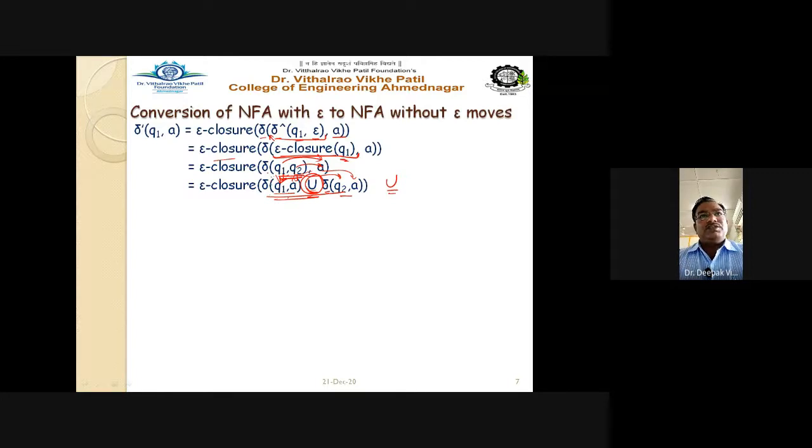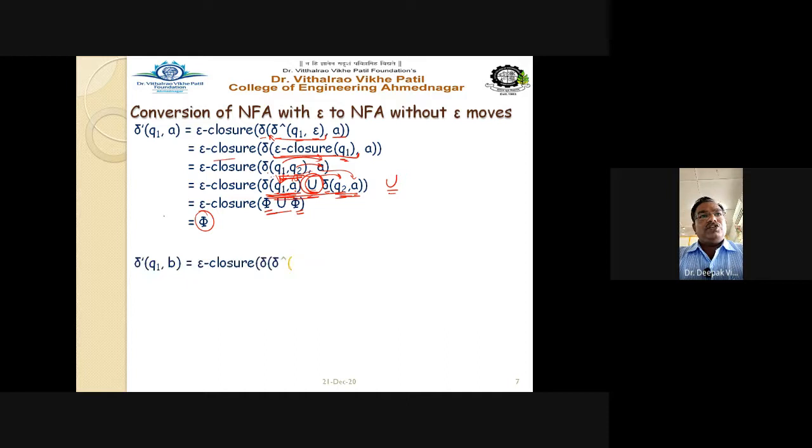So again, this is simple: delta Q1 on A. What is the transition of delta Q1 on A and delta Q2 on A, that we have to write here. Both are phi. From state Q1 on input A there is no transition, that's why it is written as phi. There is also no transition on Q2 on A, that's why it is written as phi. So epsilon closure of phi union phi is nothing but phi. It is marked here, right?